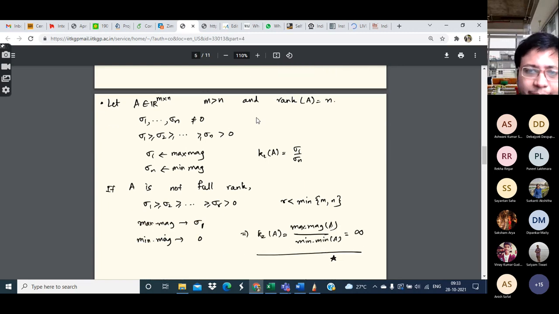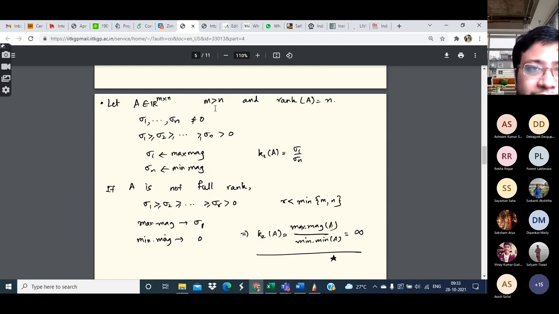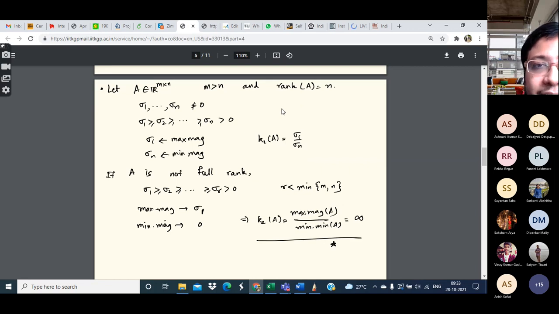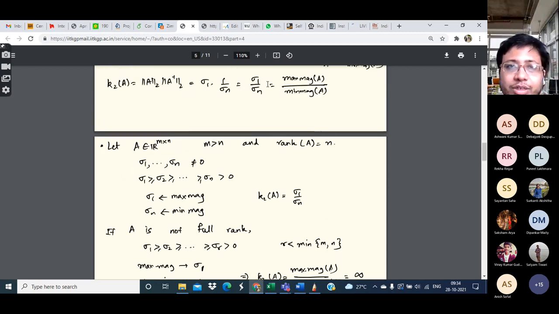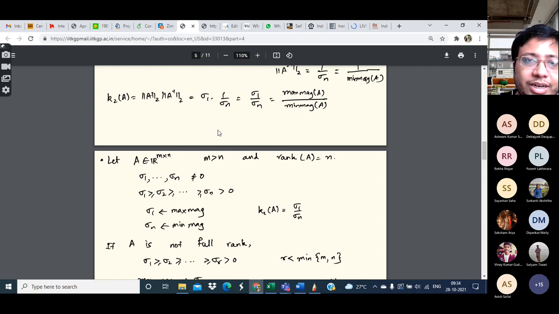But now if you consider a rank deficient matrix, right? So there is a matrix A whose rank is r. In that case, as we have already said, a total of n singular values are there, but if the matrix rank is r, then only the first r of the singular values are going to be non-zero. The remaining ones, say r plus 1, r plus 2, all the way up to n, are going to be 0.